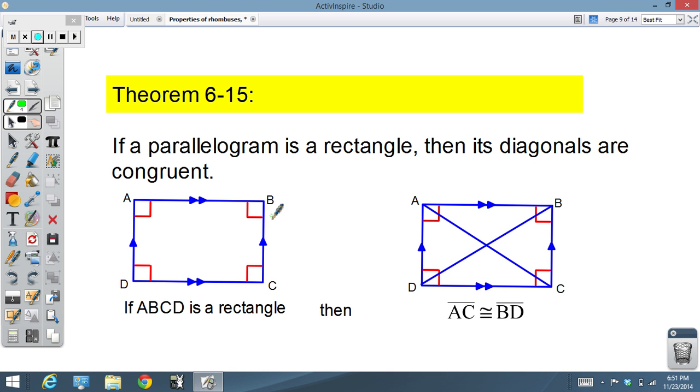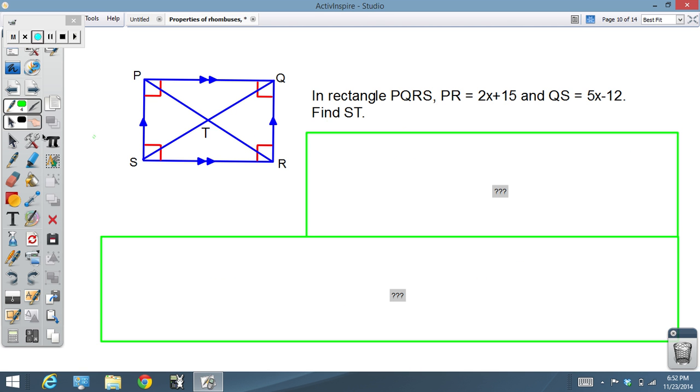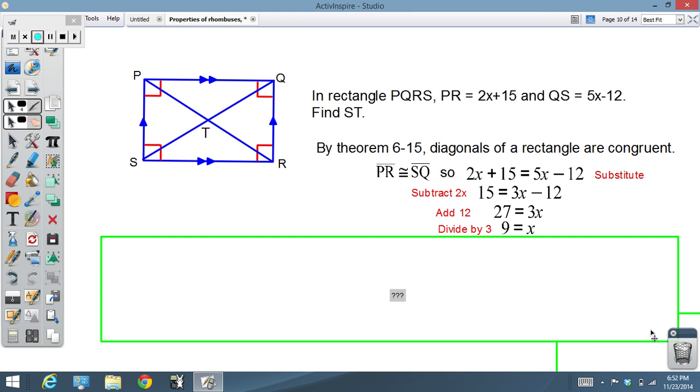Finally, a new theorem, 6.15: if a parallelogram is a rectangle, with four congruent angles, then its diagonals must be congruent. Here's the kind of problem that goes with that. Pause. Answer coming. Pretty easy. We're going to set those two lengths of the diagonals equal to one another. PR is this, QS is that. They must be congruent, so here's our equation.